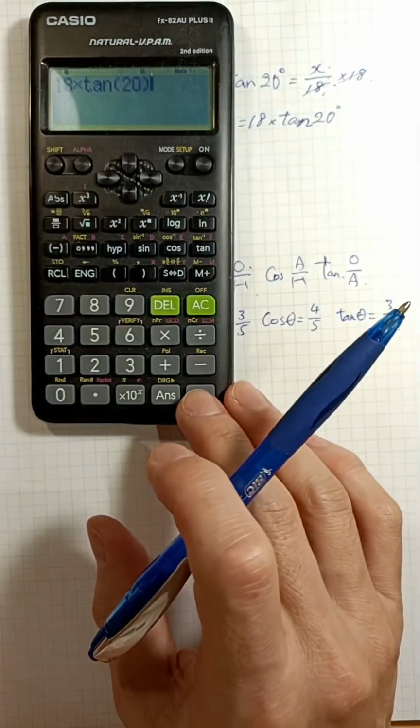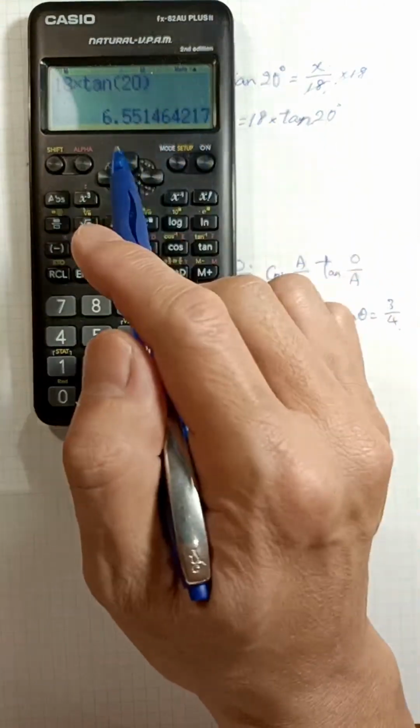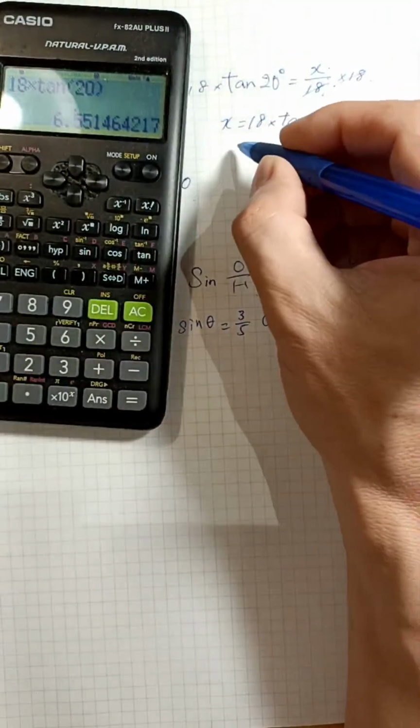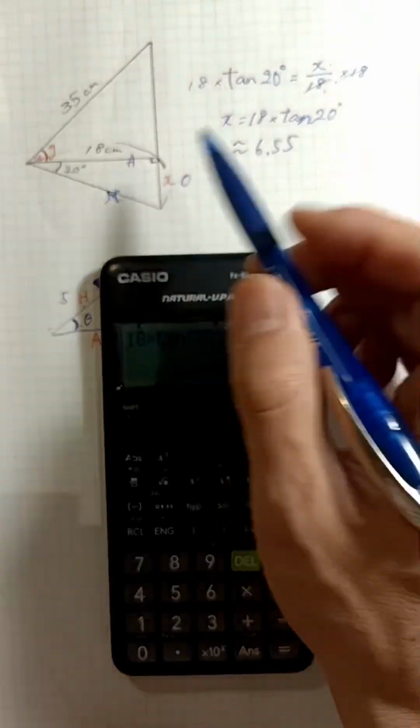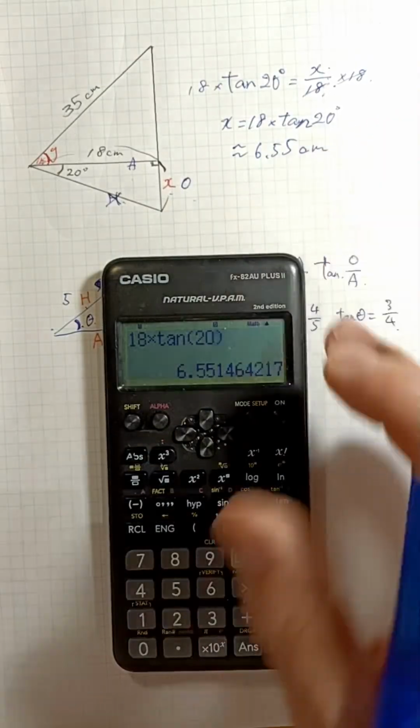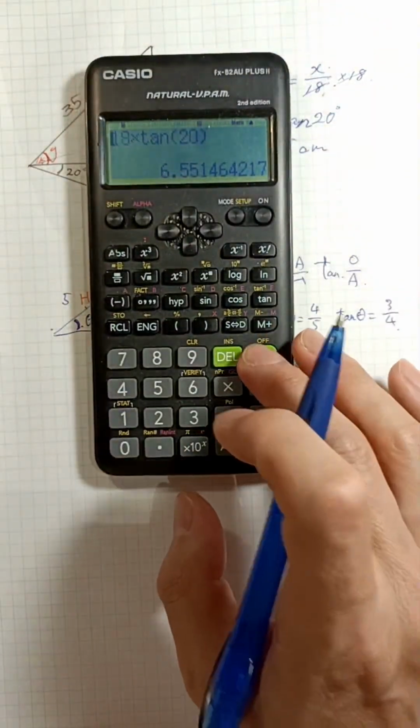I will explain about it now. Right, this is 6.55. And is it centimeter? Yeah, centimeter. So x is 6.55 centimeters.